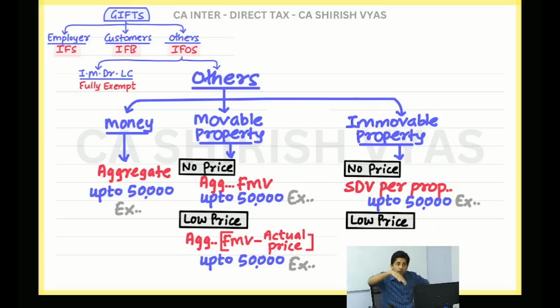So try this example once again, then I will explain the logic. I purchased a house property which has a value of 1 crore and I paid only 95 lakhs. So from the 50,000 angle it looks big. The difference is 5 lakhs, which is greater than 50,000. But for the time being, keep the 50,000 aside. Use that other rule of 10% of the actual price. The actual price is 95 lakhs. 1 crore is the market value. I paid 95 lakhs, so the actual price is 95 lakhs.